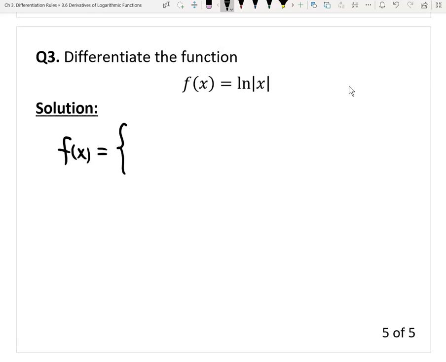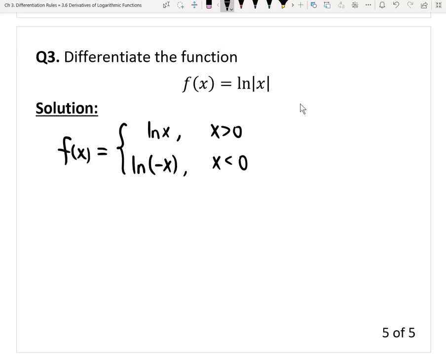In the first case, x is greater than 0. The second case, x is less than 0. When x is greater than 0, of course, we just ignore the absolute value, so we have ln x. This is the first. The second case, when x is negative, the absolute value of x is negative x. Therefore, the function goes to ln(negative x).